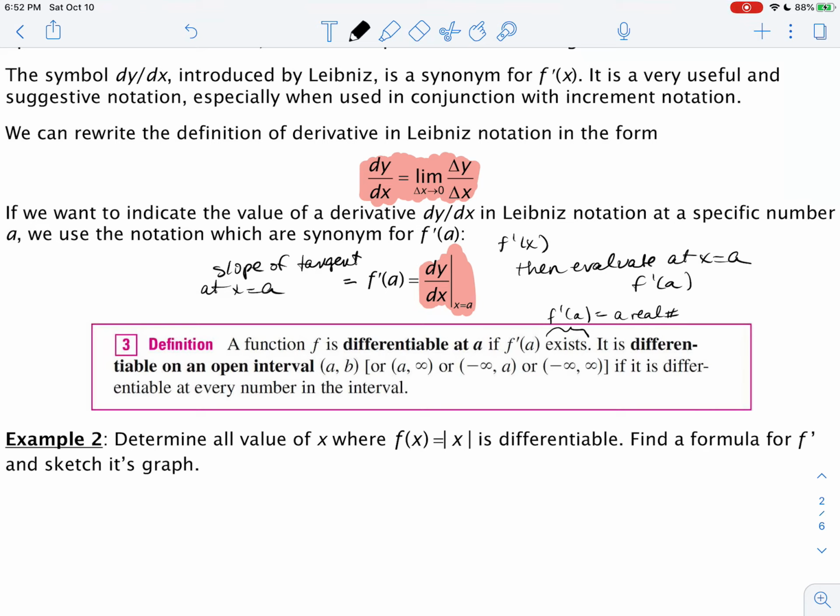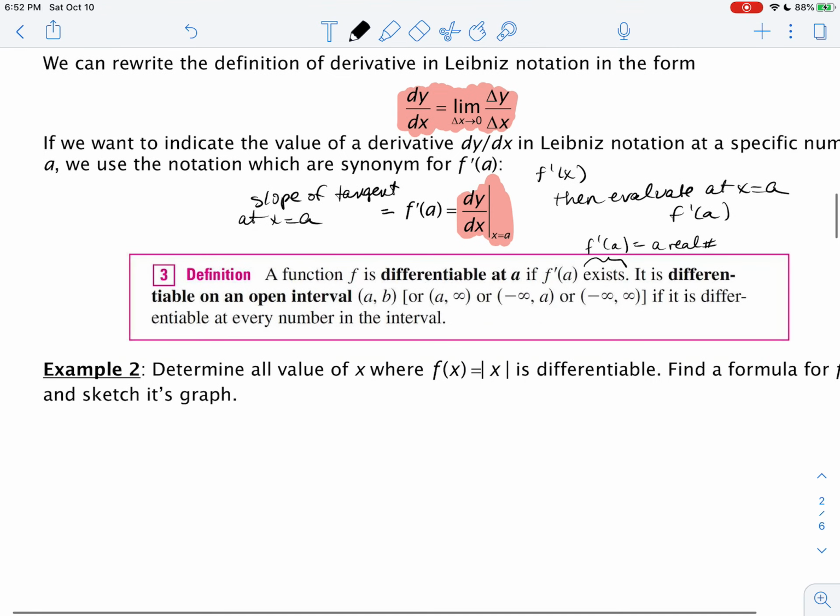All right, so in this example, it says determine all values of x where f of x equal to absolute value of x is differentiable, and find a formula for the derivative.